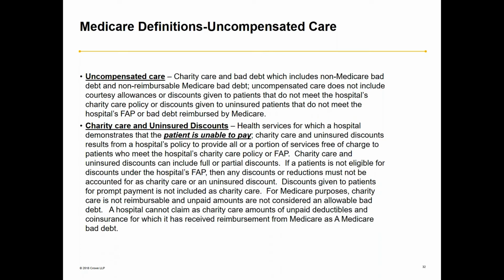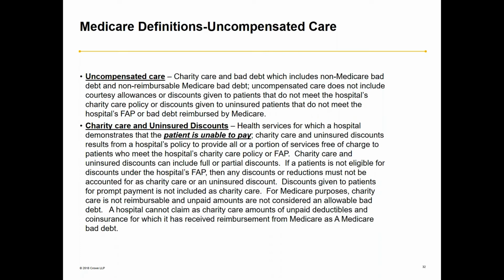So just a quick overview of what we're talking about when we say uncompensated care. In this case, for these payments, uncompensated care is charity care and bad debt information. That will include Medicare bad debt, non-Medicare bad debt, and non-reimbursable Medicare bad debt.